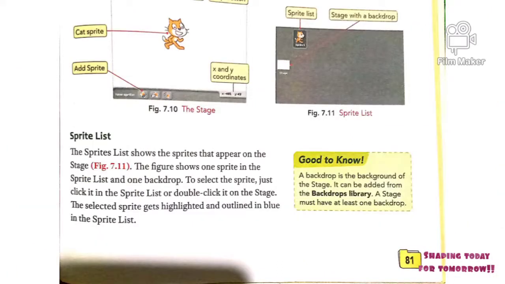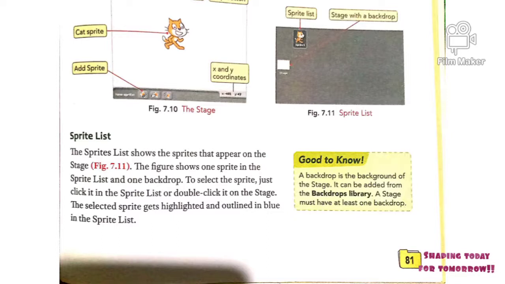Okay. Now the next topic is sprite list. The sprite list shows the sprites that appear on the stage. See figure 7.11 for this. So students, as shown in figure 7.11, this is how the sprite list looks. The figure shows one sprite in the sprite list and one backdrop. To select the sprite, just click it in the sprite list and double click it on the stage.